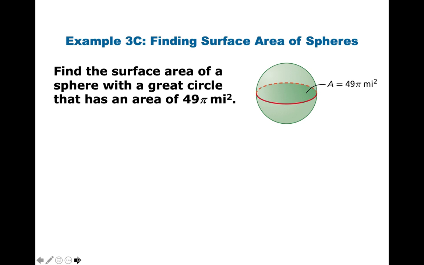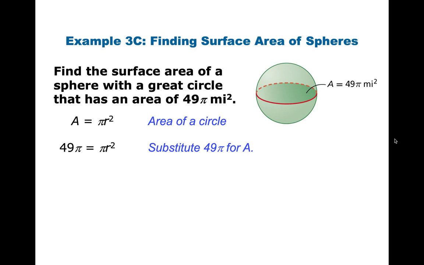Let's try this. Find the surface area of a sphere with a great circle that has an area of 49 pi miles squared. Now remember, the great circle is basically what cuts the sphere in half. It's the biggest. We know that to find the area of a circle, we do pi times the radius squared, which is actually part of our formula. Remember, our formula for surface area is 4 times pi times the radius squared.